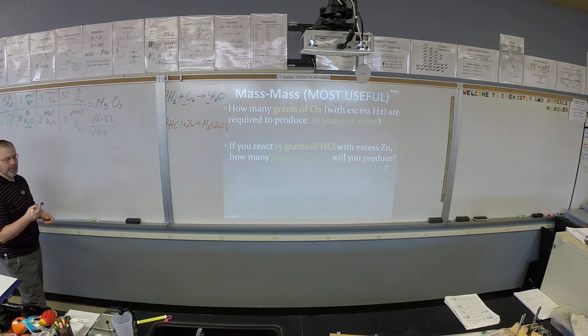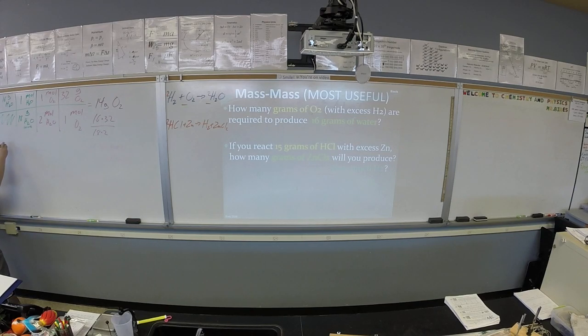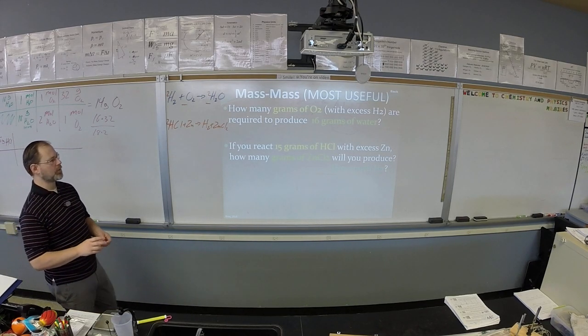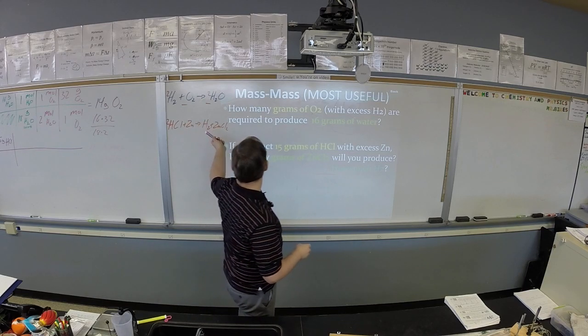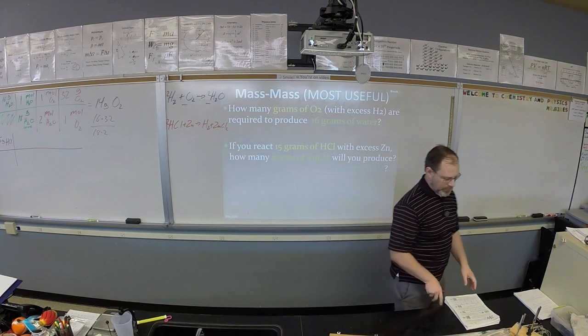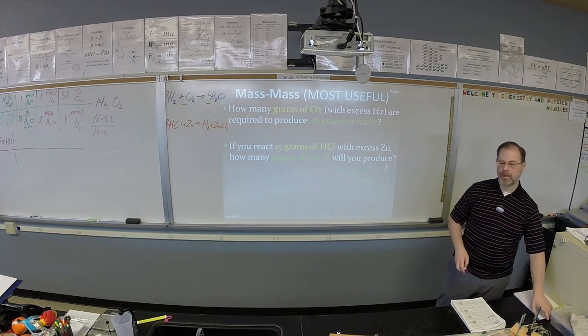So, I'll get you started on this one, then I'll be behind you in a couple of minutes. And what is my starting unit? 15 grams HCl, and my goal is grams of zinc chloride. So I got your formula right up there. If you could please work on this, I will be behind you in a couple of minutes, and we'll see how we go.